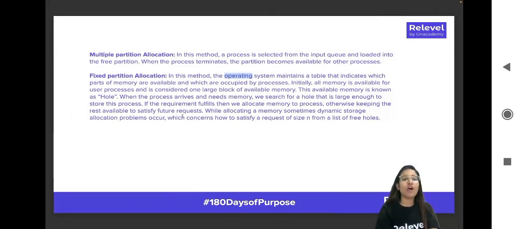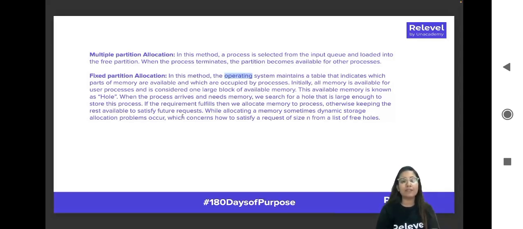When we talk about fixed partition allocation, in this method the operating system maintains a table that indicates which parts of memory are available and which are occupied. Initially all the memory is available for user processes. It is one large block of memory. This available memory is known as a hole. When processes arrive and need memory, we search for a hole that is large enough to store the process. If the requirement is fulfilled, then we allocate the memory to that process.